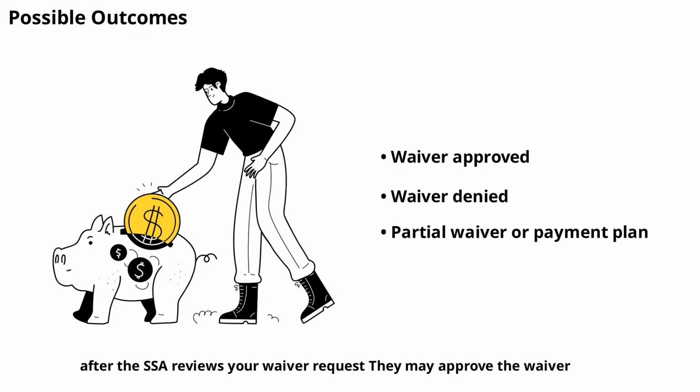They may approve the waiver, meaning you don't have to repay the overpayment. They could deny the waiver, requiring you to pay the money back. Sometimes, they might approve a partial waiver or offer a payment plan. Whatever the result, you'll receive a letter explaining the decision.